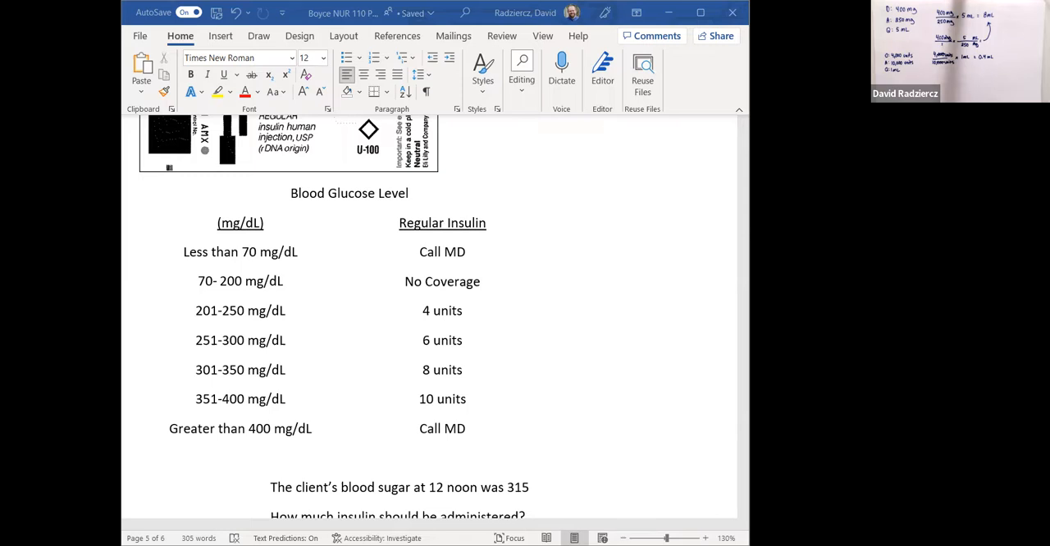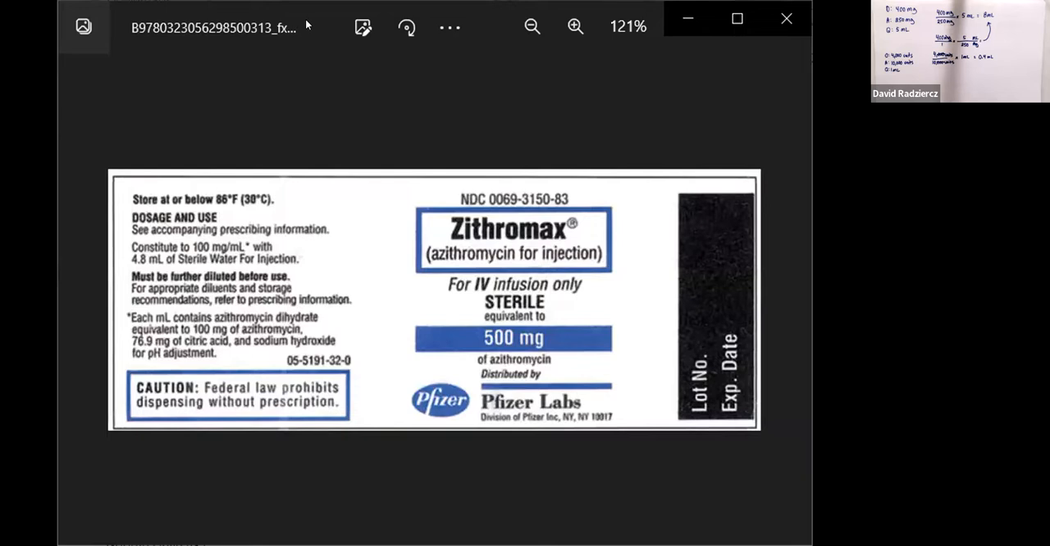Let me just see if I have what I'm looking for. That's not what I'm looking for. This might be it. All right. This will work. All right, so I'm going to share this. What I'm doing right now is I just did a Google search for reconstitution labels.